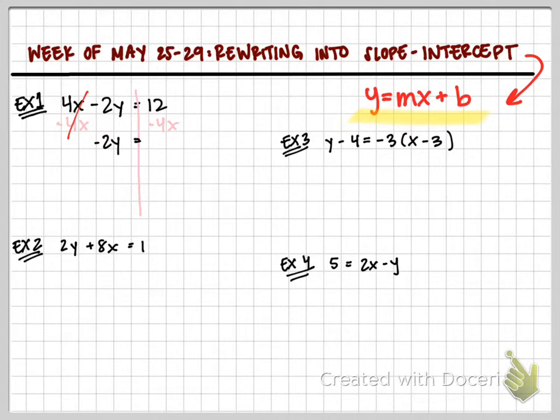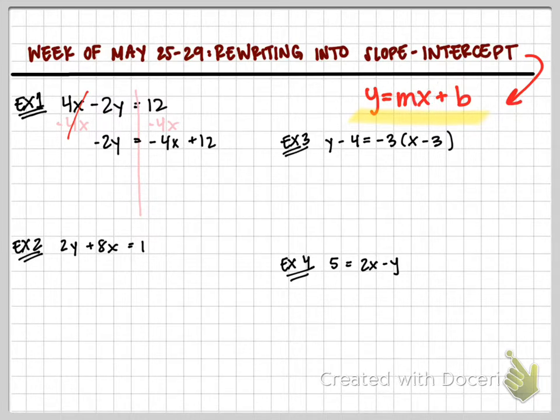Okay, and I want you guys to remember this. The 12 and the negative 4x, you cannot combine those. You need to leave them separate because one has an x and one does not. They're not like terms. So I'm going to put negative 4x and then 12. If you're wondering why I put the negative 4x first, well, it's because in slope-intercept form, the x goes first. Okay.